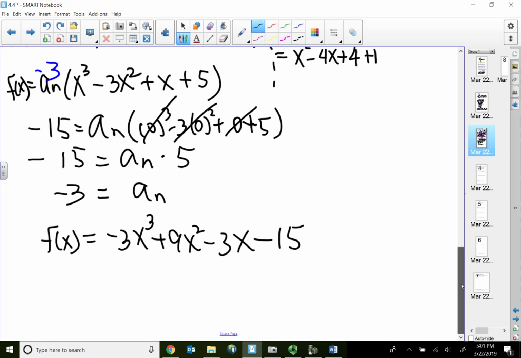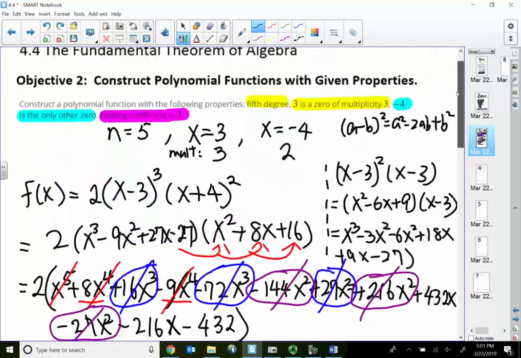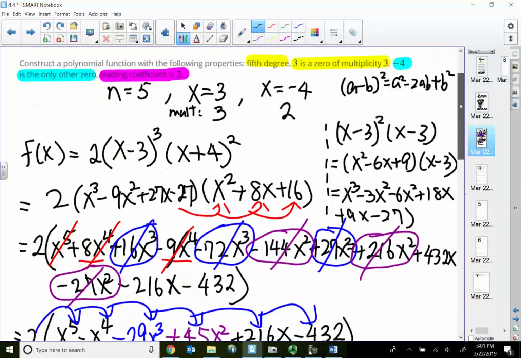All right, so a little bit of work on problems like these. This is as much work as we can do for college algebra.